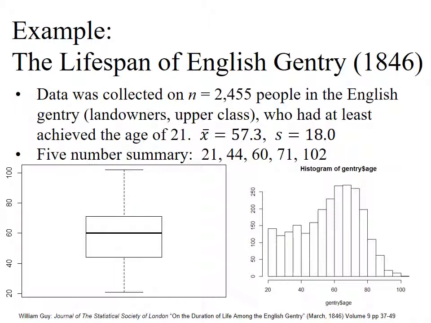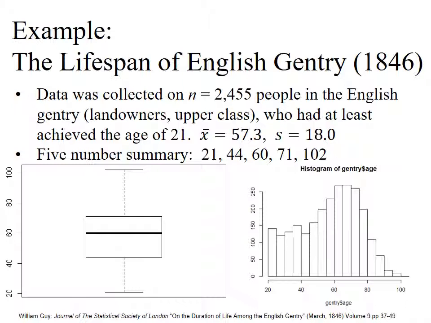All right, let's do an example of this. This is a real data set I pulled out from a paper published back in 1846 in the Statistical Society of London, where this guy named William Guy studied lifespans, average lifespan, and he collected data on 2,455 people who were in the English gentry class. So that means they were landowners. They owned land, that sort of thing. So they were kind of upper class. They weren't peasants or anything like this.